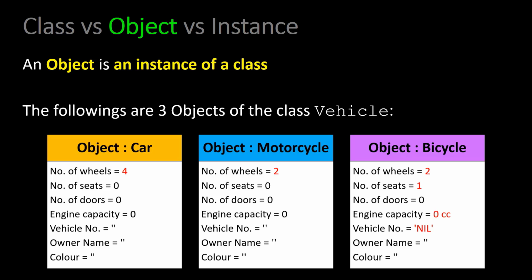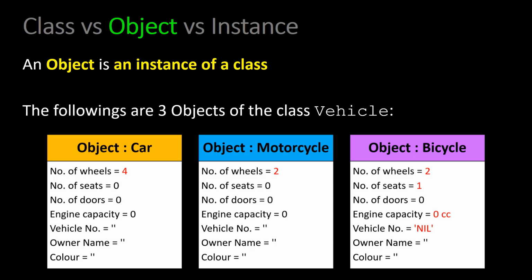The class vehicle provides a blueprint so that when you describe a car, a motorcycle, or a bicycle, you describe it by naming the attributes: number of wheels, number of seats, number of doors, the engine capacity, the vehicle number, owner's name, and the color. All these objects have the same blueprint as dictated by the class vehicle.